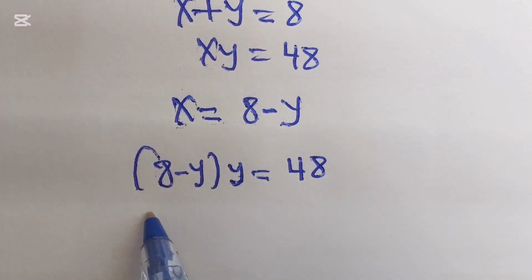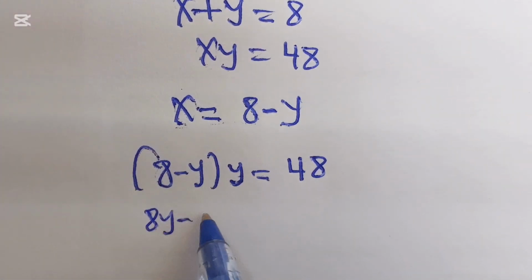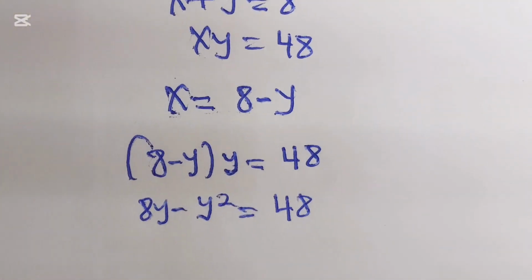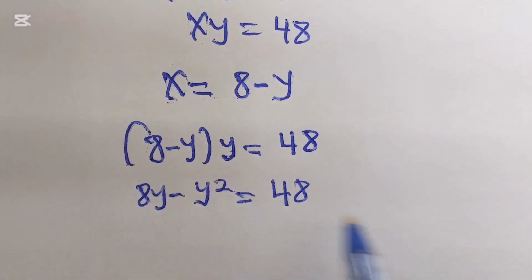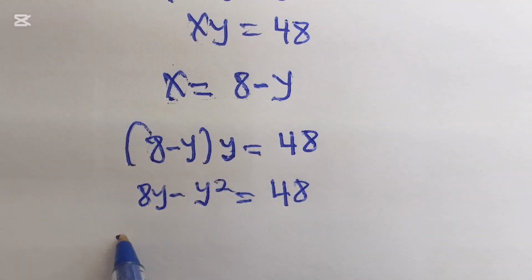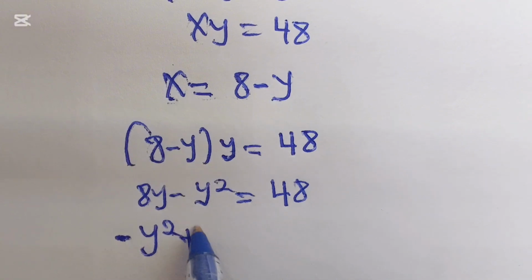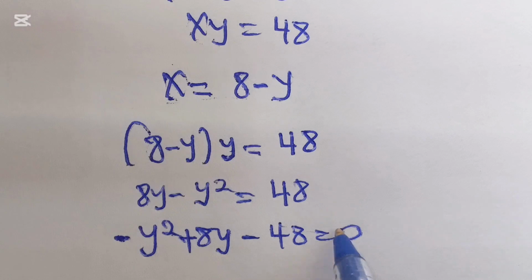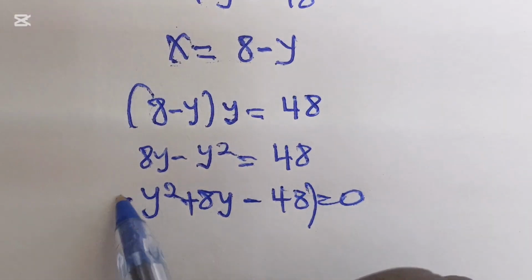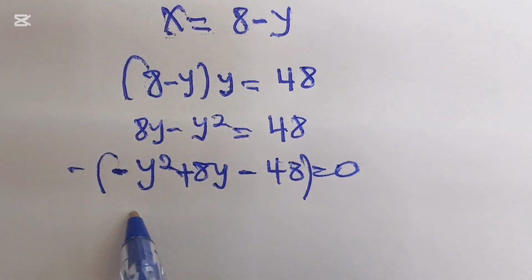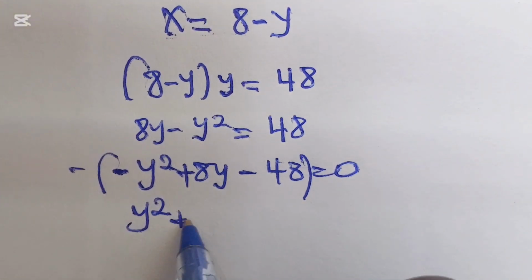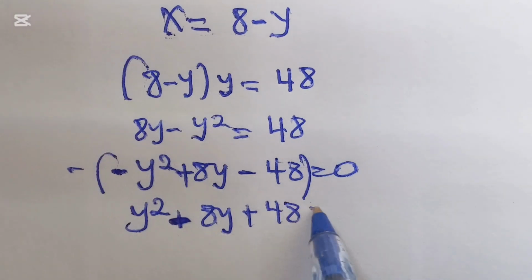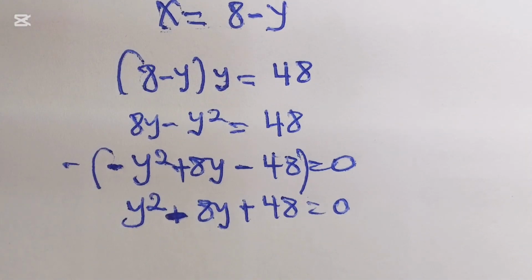8 times y is equal to 8y, then minus y squared, which equals 48, right? By rearranging, we'll have negative y squared plus 8y minus 48, which equals 0. Then we can multiply by negative to get y squared minus 8y plus 48, which equals 0, right?